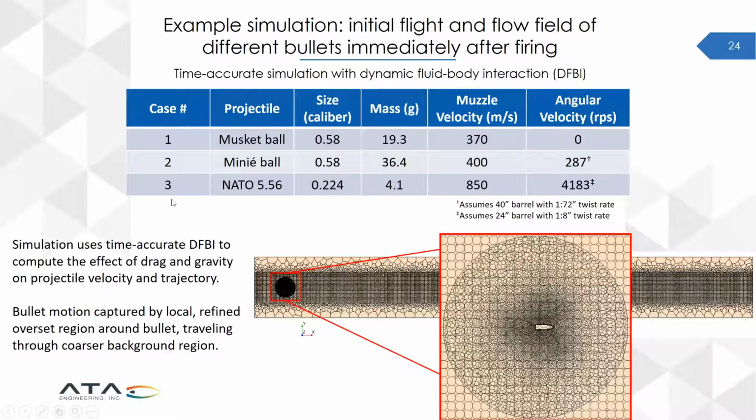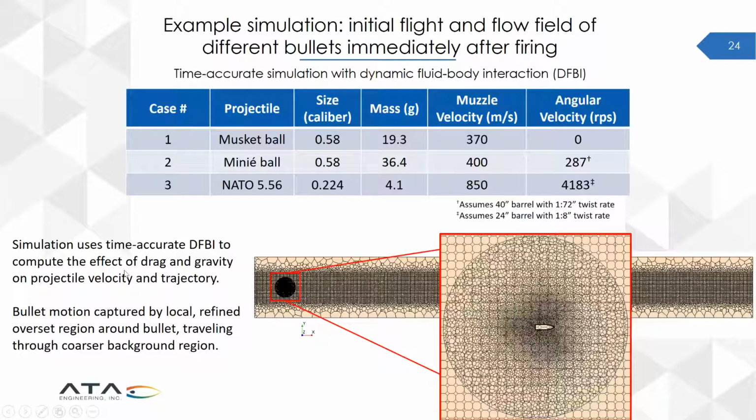So as I mentioned, three cases: musket ball, Minié ball, and projectile. I've given the information here for your reference for what we're going to be running. One important thing to note is the Minié ball and the NATO 5.56 round are spin stabilized, and so I have assumed a certain barrel length and twist rate based on firearms that tend to fire those rounds, but the musket ball assumes no spin.